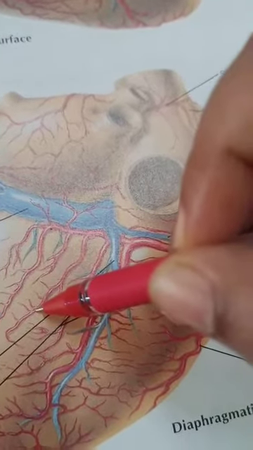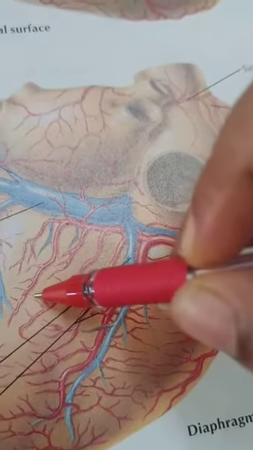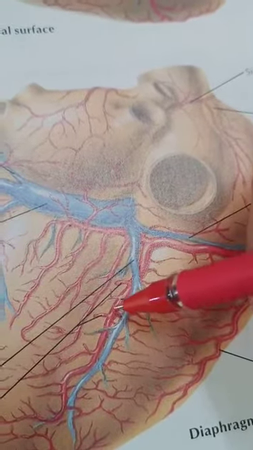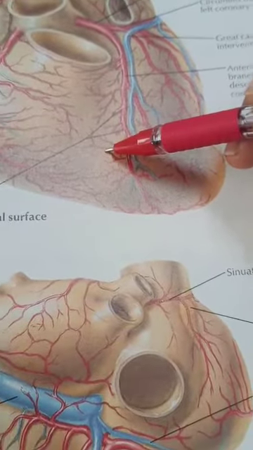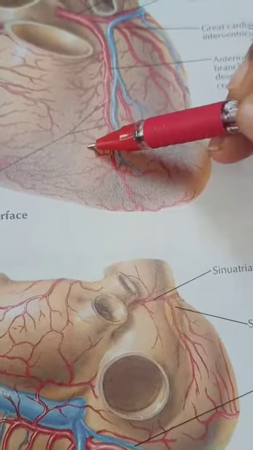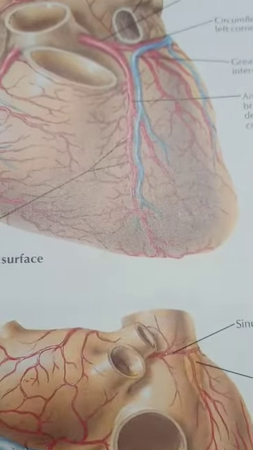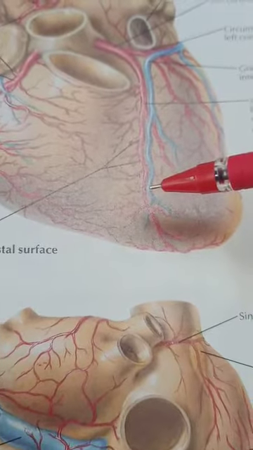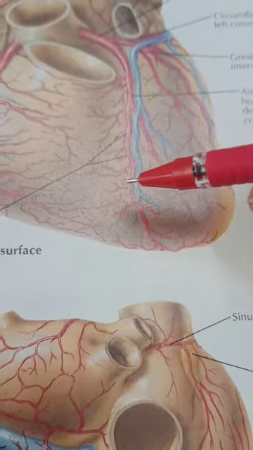Then it supplies the greater part of the left ventricle, a small part of the right ventricle, and the anterior interventricular part. It also supplies part of the left branch of the AV bundle in the conducting system. So these are the areas of distribution of the left coronary artery.